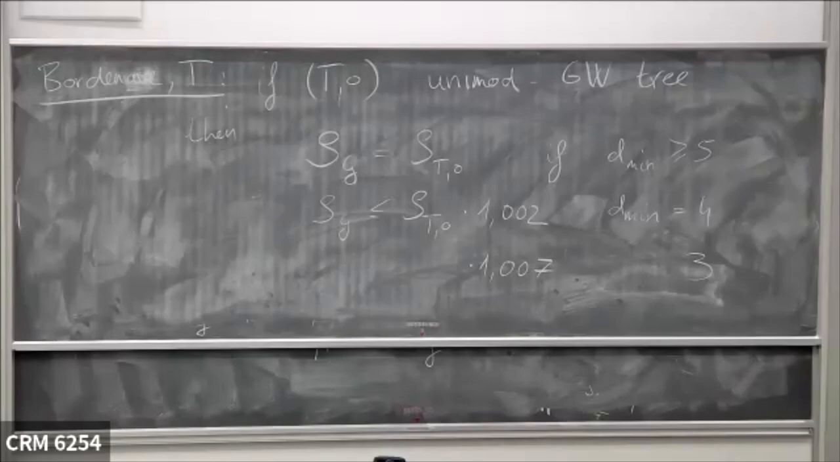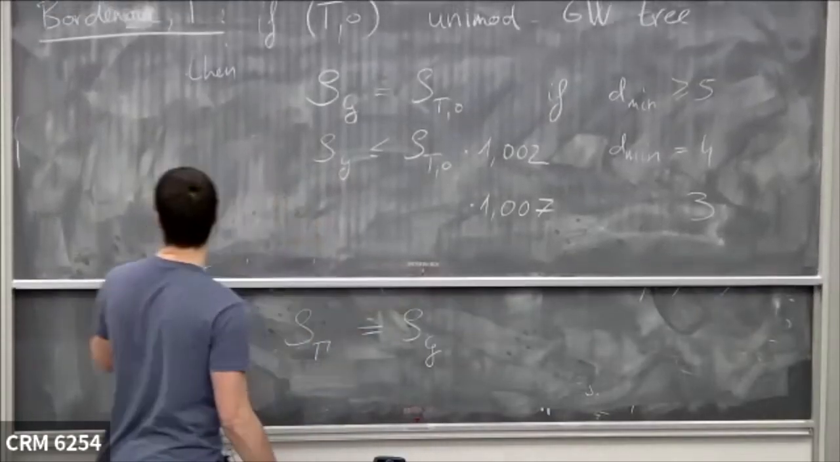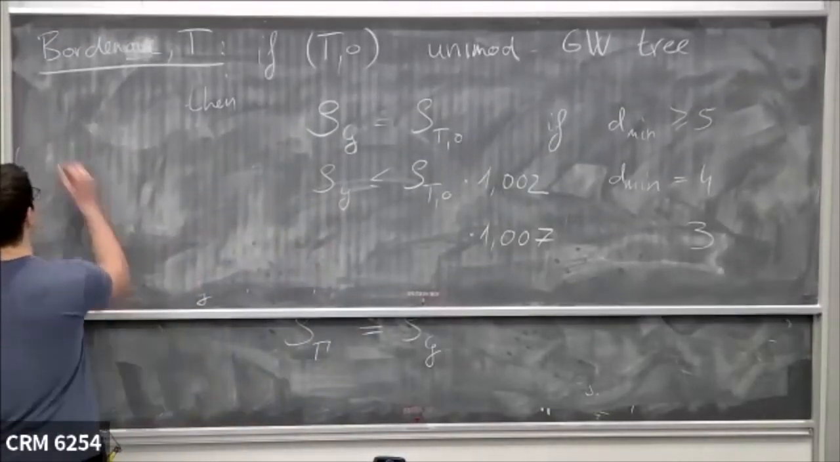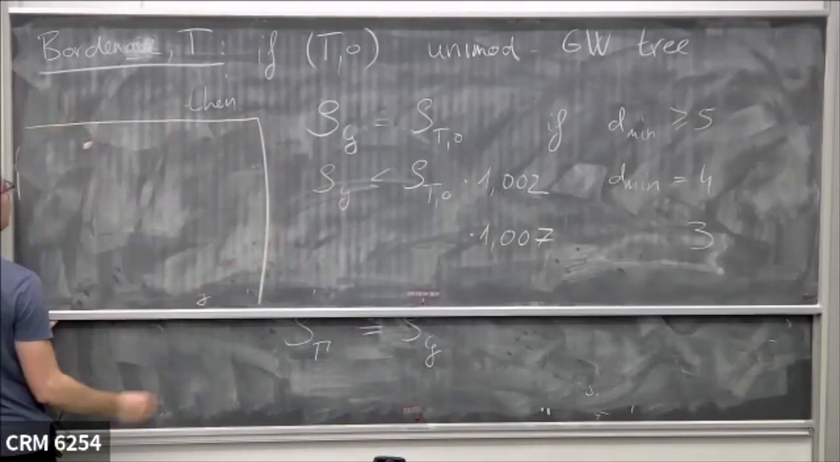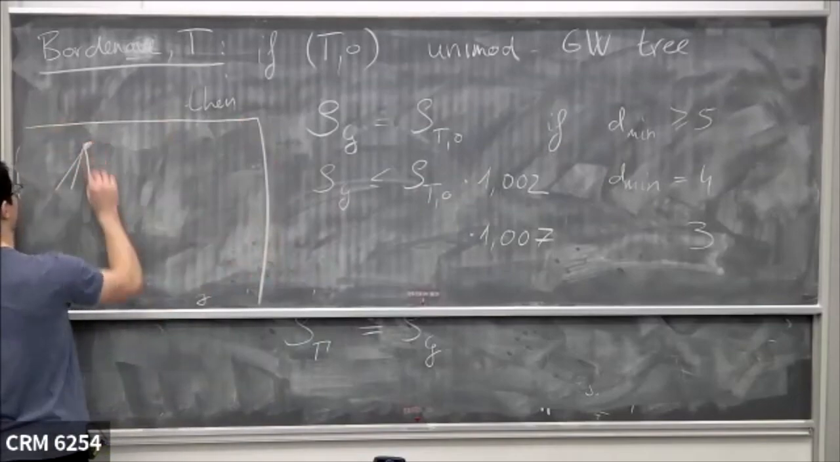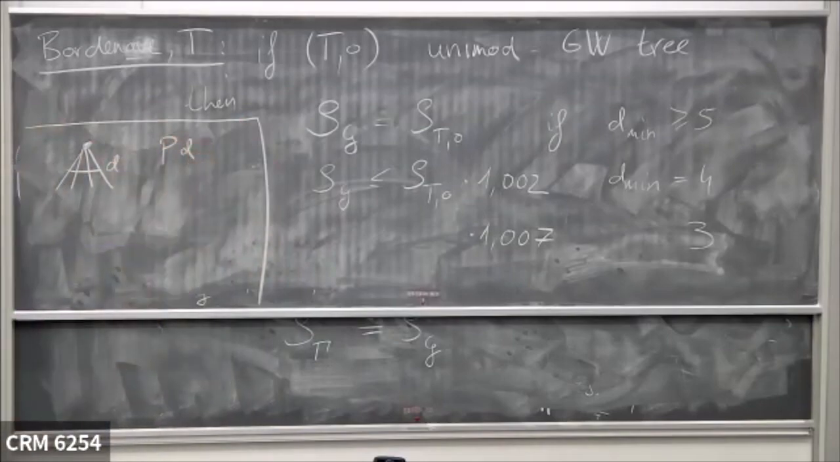So I owe you at least a definition of what a unimodular Galton-Watson tree is. Here's the definition. You start from a root, and it will have a random number of children. It will have d children with some probability p_d.